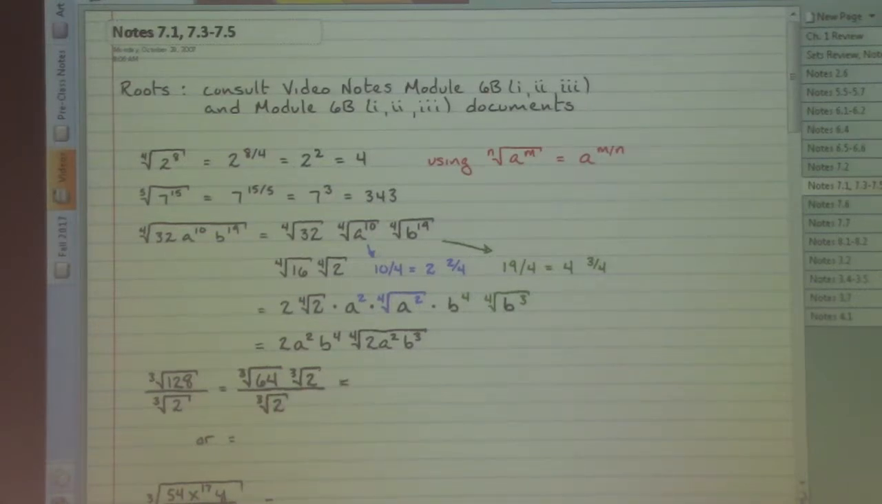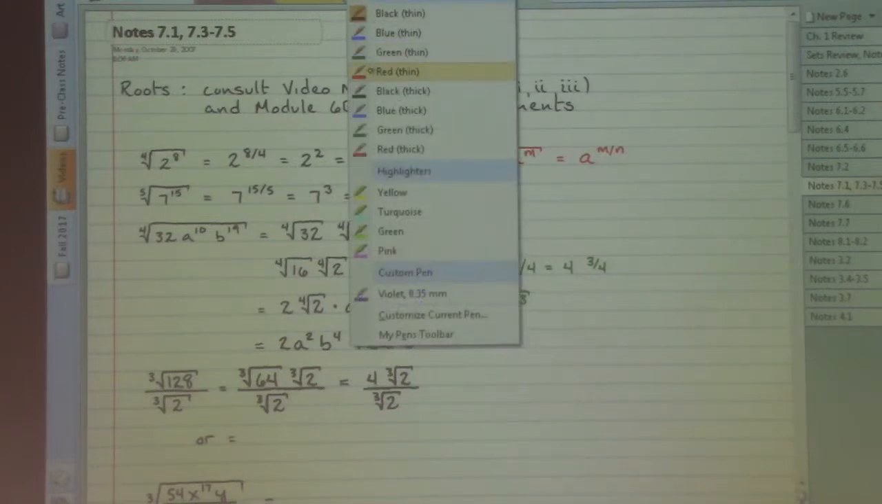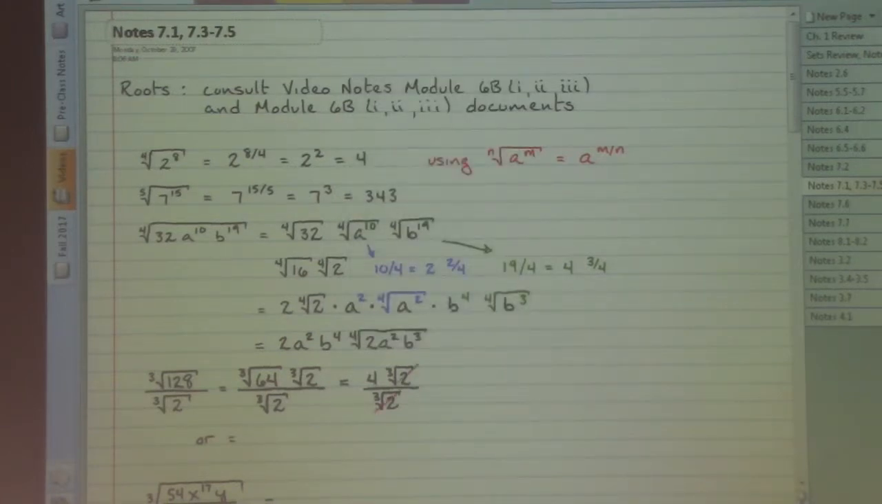The cube root of 64 has a nice answer of 4. The cube root of 2, I cannot do anything more with by itself. And now paying a little bit closer attention to that denominator and recognizing I have something in the numerator that matches up with something in the denominator, I can go ahead and slash out those common factors and get my final answer of 4.